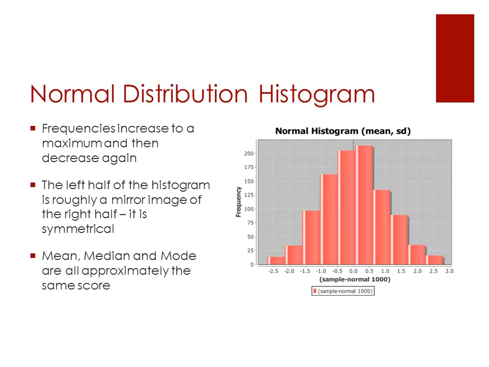All right, the example we have here is a normal distribution histogram. In this type of histogram, we have the frequencies increasing to a maximum and then decreasing again. So the left half of the histogram is roughly a mirror image of the right half, so it's symmetrical. In a normal distribution histogram, the mean, median, and mode are all approximately the same score. So a normal distribution histogram is going to follow the same basic rules that we had for a normal frequency distribution.